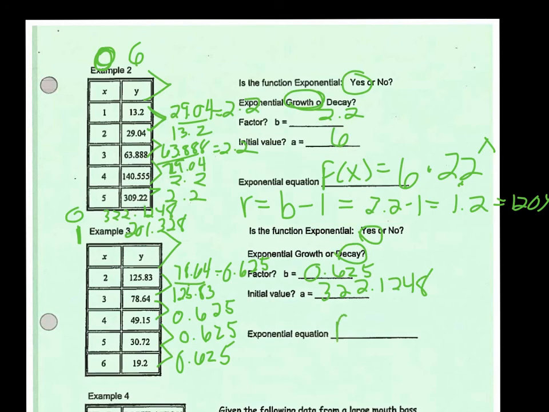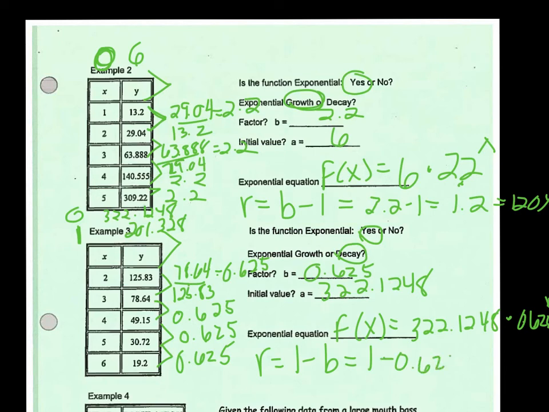So my equation is f of x equals 322.1248 times 0.625 raised to the x power. And so for this one, my r value, since it's decay, I get by doing 1 minus b, 1 minus 0.625. So my r value in this case would be 0.375 or 37.5%. We always write our rates as percentages.